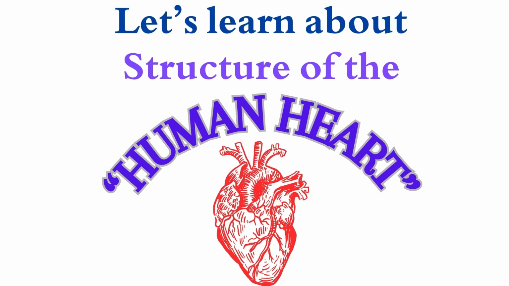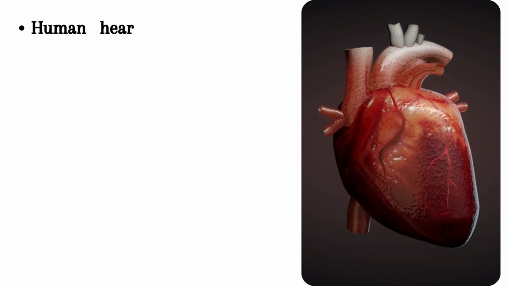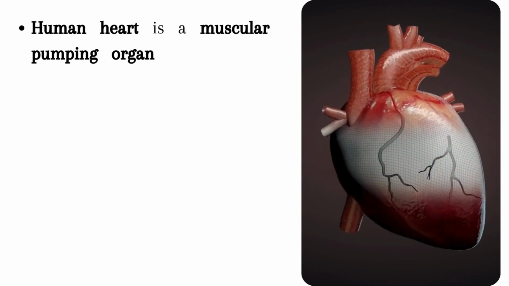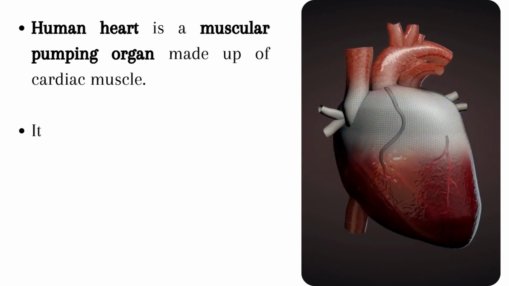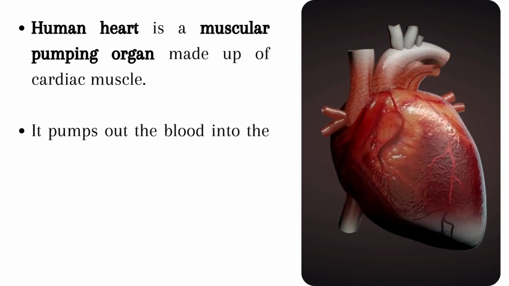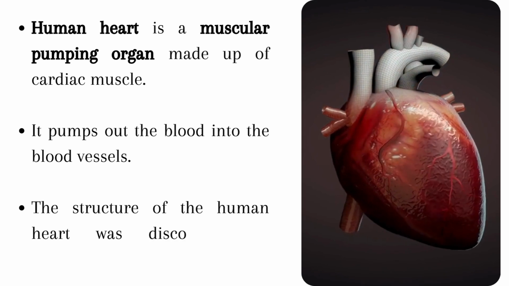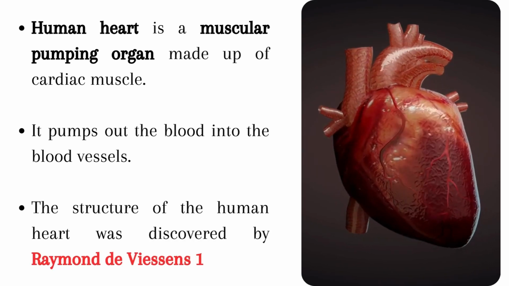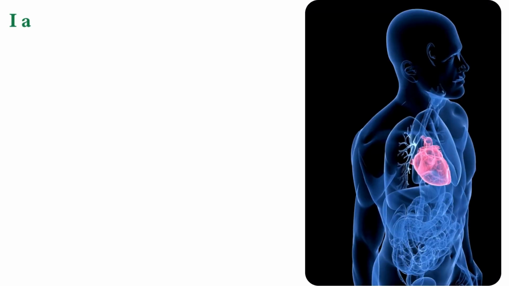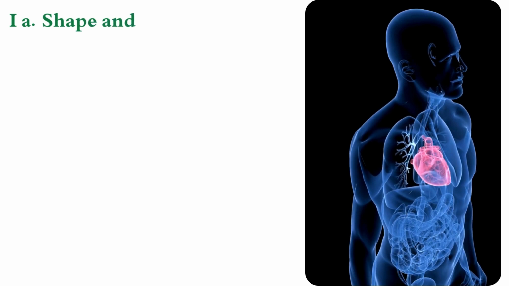Hi, students. Let's learn about the structure of the human heart. The human heart is a muscular pumping organ made up of cardiac muscle. It pumps out the blood into the blood vessels. The structure of the human heart was discovered by Raymond de Vieussens in 1706.